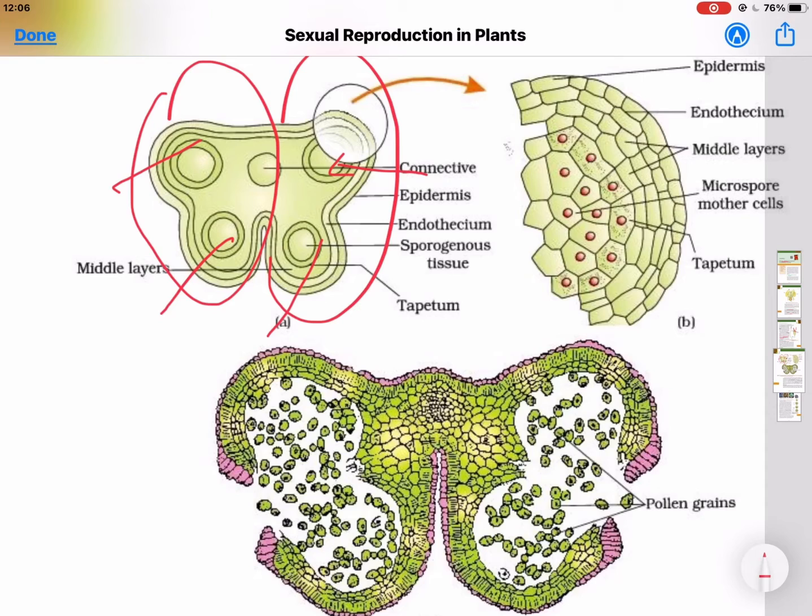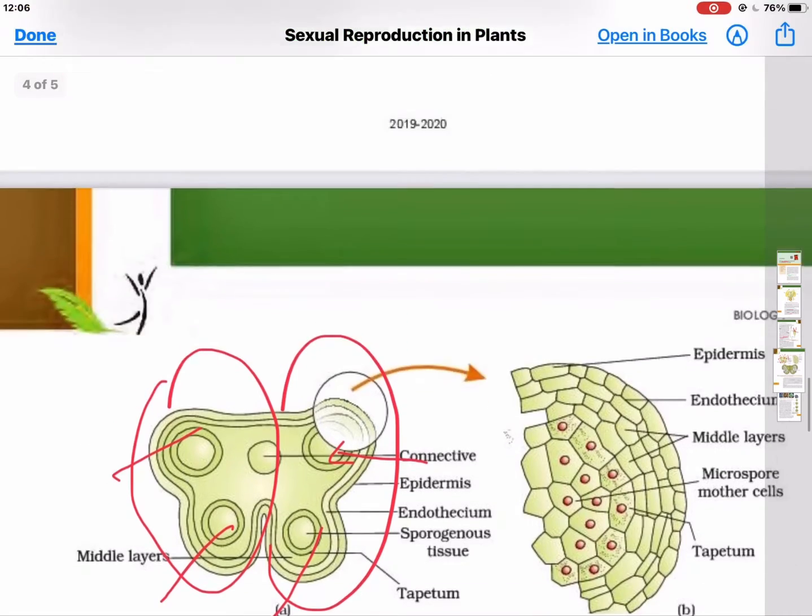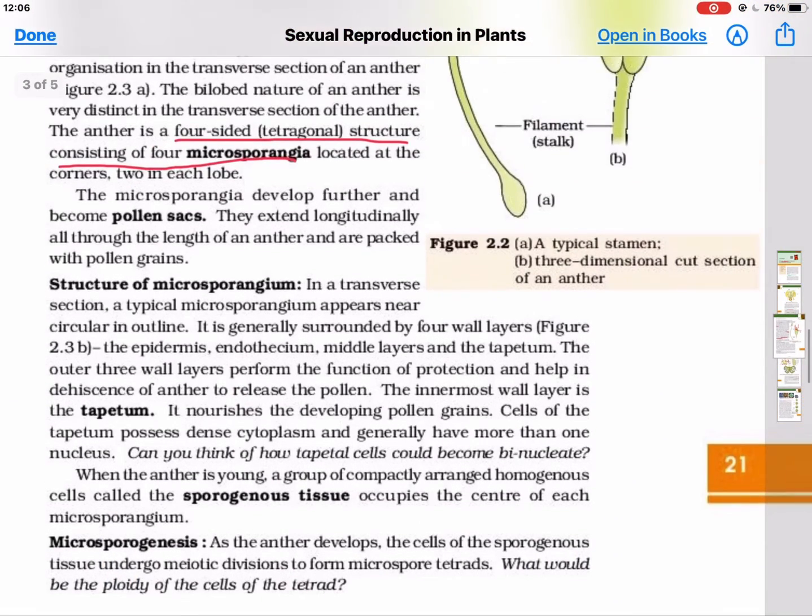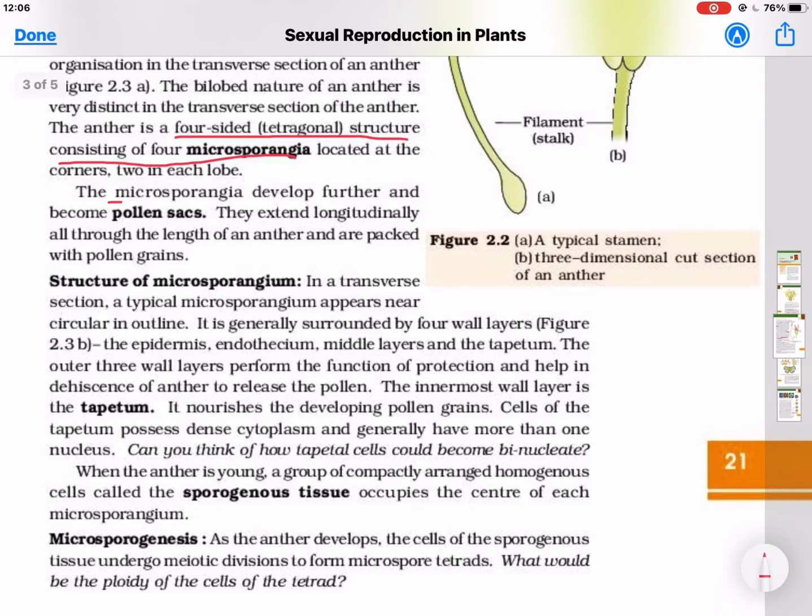The microsporangia develop further and become pollen sacs. ये microsporangia बाद में pollen sacs बनती है और इसी के अंदर pollen grains बनते हैं. They extend longitudinally all through the length of an anther and packed with pollen grains.